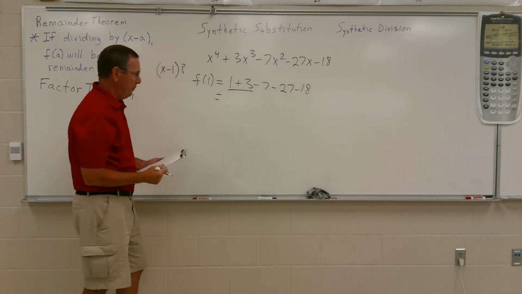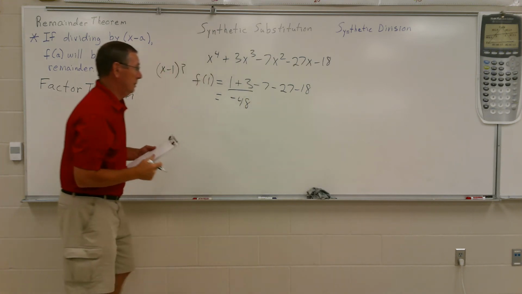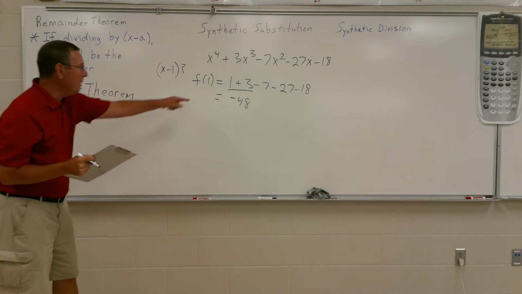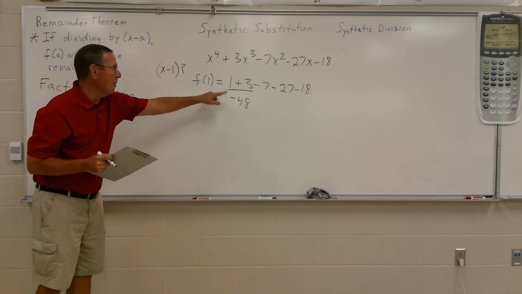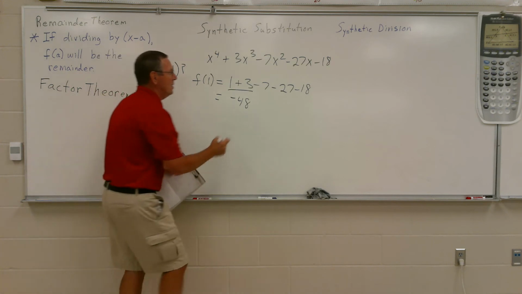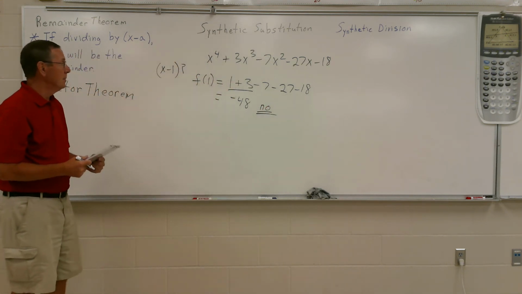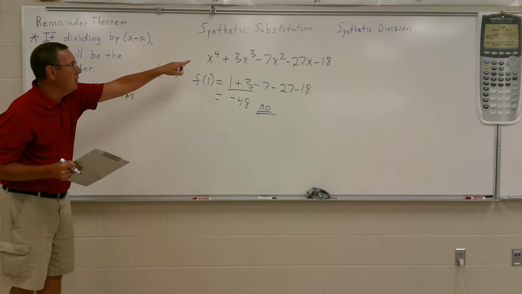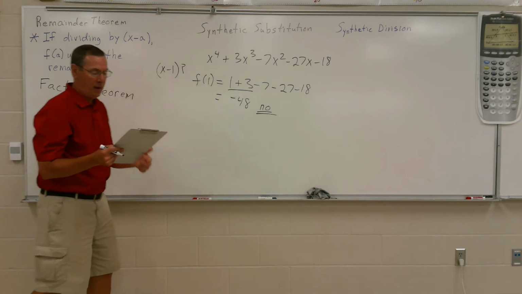I get about a negative 48. Looks like about a negative 48 to me. Is that a 0? That's not a 0. That's a negative 48. That's my remainder. If we have a remainder of negative 48, then my answer is going to be no. That's not a factor. So when they ask is x minus 1 a factor, right there we are. Use your remainder theorem. If that's my remainder, then no, it's not a factor.